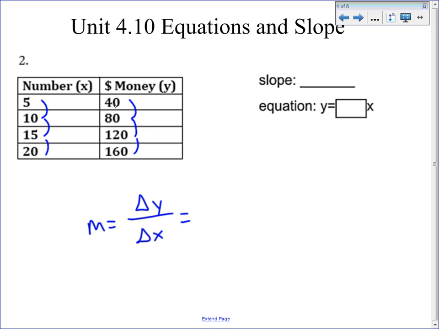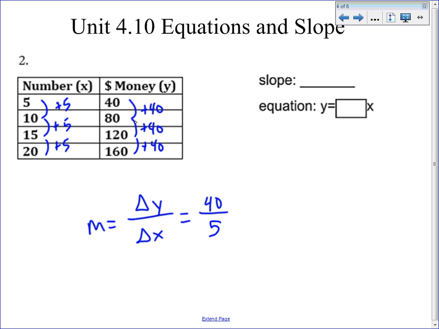As you can see, to go from 40 to 80, we're just adding 40. 80 to 120, we're adding 40. 120 to 160, we're adding 40. And so the change in y is really just plus 40. Our change in x's is going to be plus 5, plus 5, and plus 5. So we're going to put the change in x's as 5.